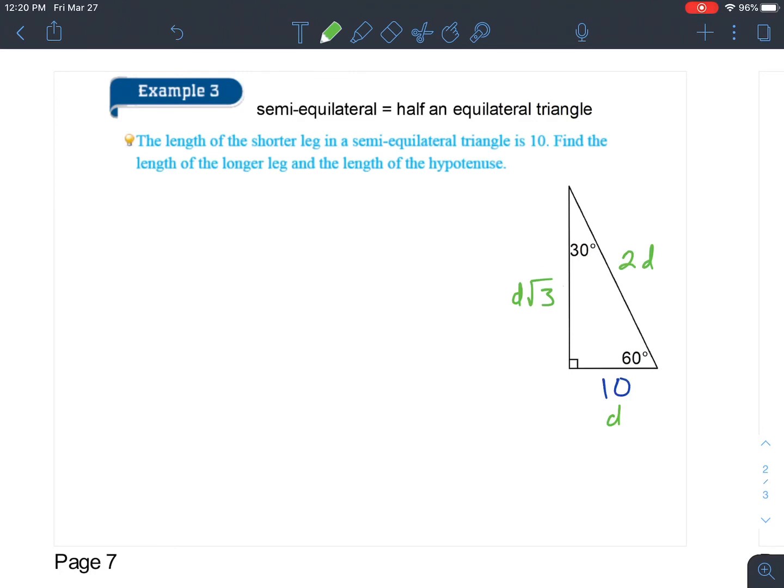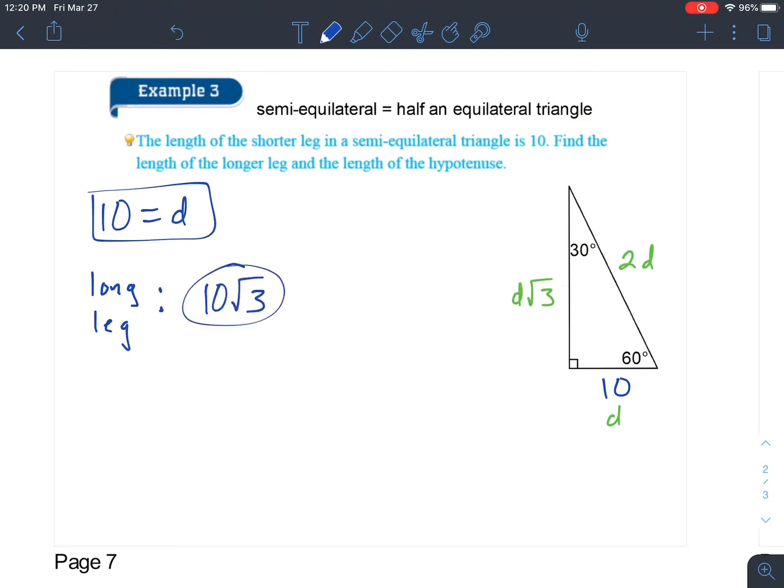Okay, now finishing this question then. We already know then that 10 is equal to D, just because we labeled the triangle there. So that means then to find the longer leg, we just have to do 10 times the square root of 3. And then to find the hypotenuse, that is just going to be 2 times 10. And therefore, we get 20. And that's all we had to do.